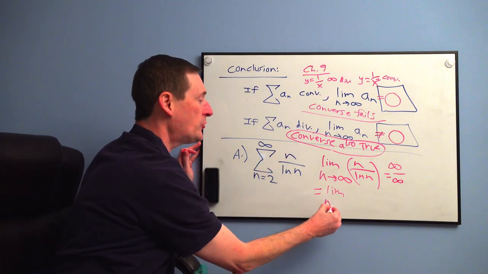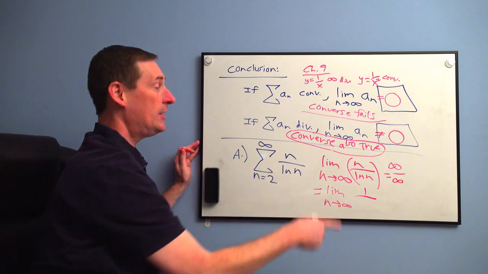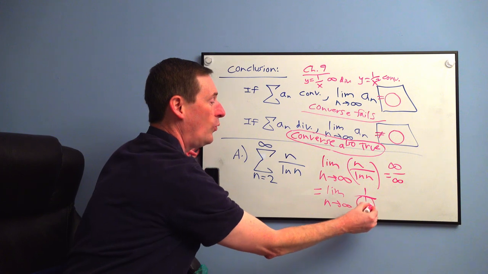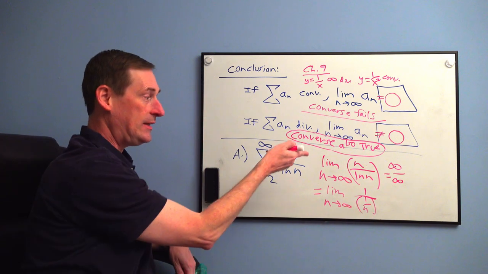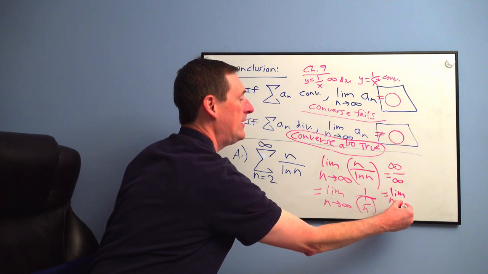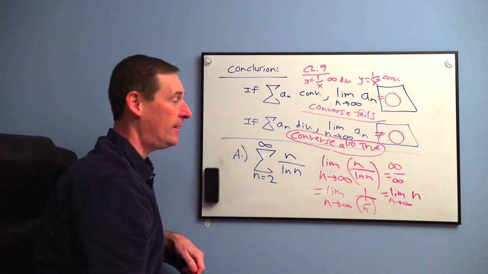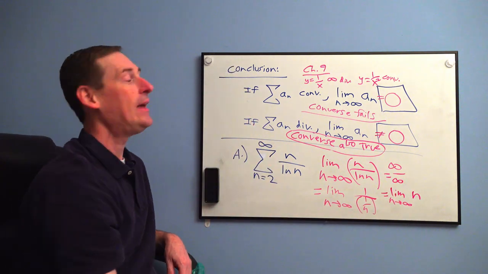If you want to do L'Hôpital's rule, you would take the derivative of the top, which is 1. You would take the derivative of the bottom, which is 1 over n. You would keep, change, flip. And you would do the limit as n approaches infinity of n over 1, which is n. Now plug in infinity, and you get infinity.